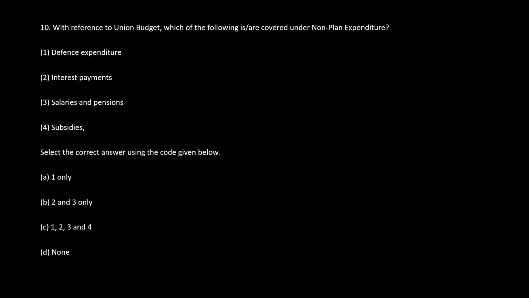Next is, with reference to the union budget, which of the following are covered under the non-plan expenditure? Non-plan expenditure covers various things like defense, and next option is interest payments, because these are not something we are going to plan in our budget. So these are non-planned expenditure, salaries and pensions. There are some salaries of some posts which are not to be discussed while planning the budget. They are already granted as per the constitution. Subsidies are provided based on the need of the particular sector, say agriculture sector, industrial sector, or any other sectors. So all of them are correct.